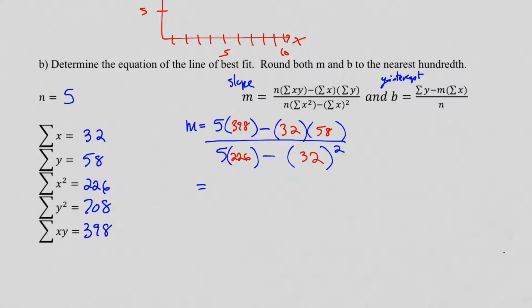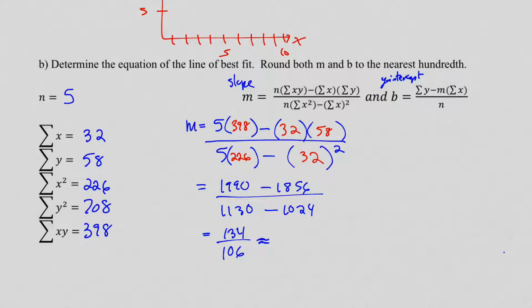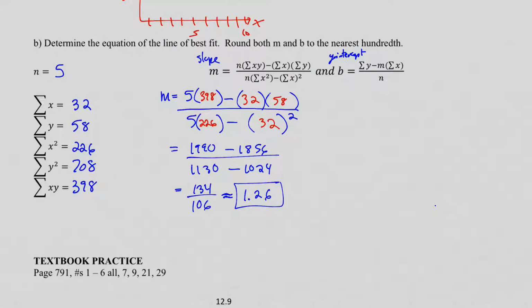So the top part, if you use your calculator, is going to be 1990 minus 1856. The bottom part is going to be 1130, and then 32 squared is 1024. That's going to give us 134 over 106. And if we divide those two, we're going to round it to the nearest hundredth, so it's going to be approximately 1.26. Okay. Well, let me circle that instead.